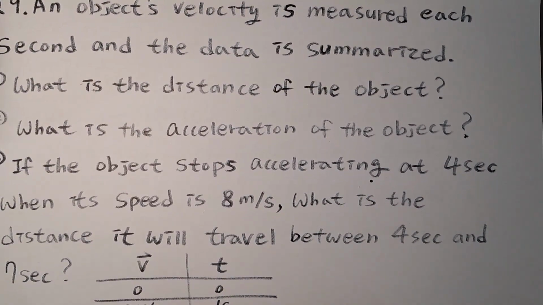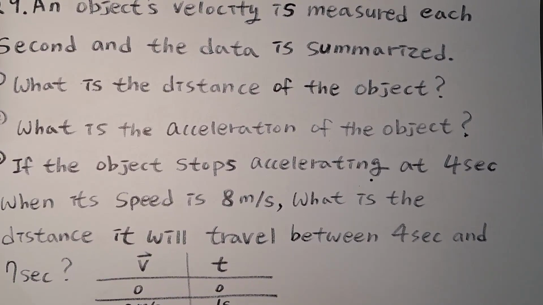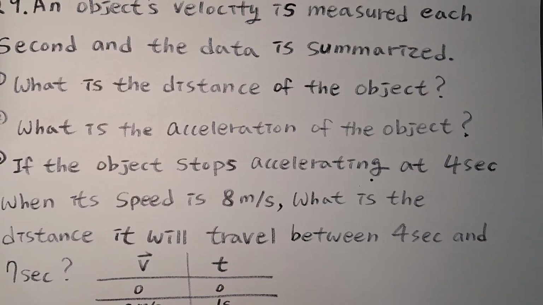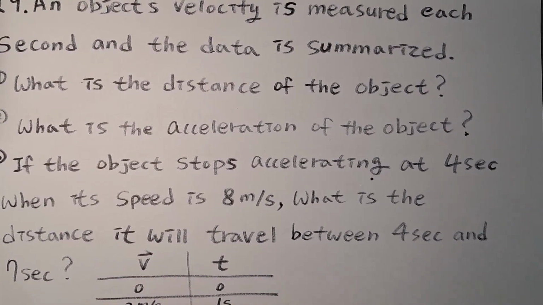An object's velocity is measured each second and the data is summarized. What's the distance of the object? What's the acceleration of the object? If the object starts accelerating at 4 seconds, when its speed is 8 meters per second, what's the distance it will travel between 4 seconds and 7 seconds?